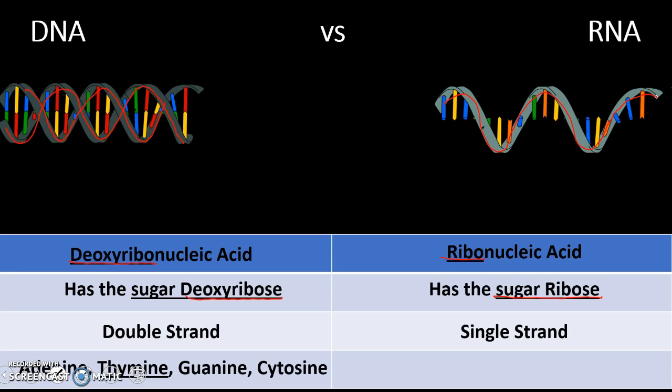And lastly, hopefully you guys can see that. There you go. Lastly, the nucleotides are slightly different. We know in DNA we have adenine, thymine, guanine, and cytosine. Well, in RNA it's the same nucleotides except thymine is replaced with one called uracil. Okay.